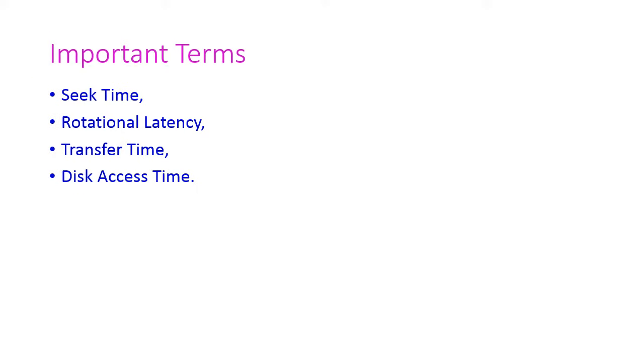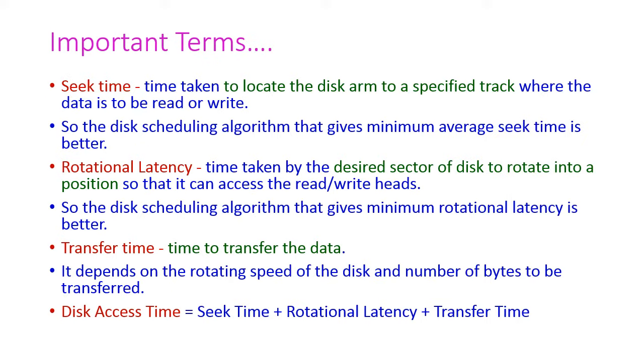For disk scheduling algorithms, we need to compute the seek time, rotational latency, transfer time and disk access time. Let us see these things one by one. The first one is seek time, that is the time taken to locate the disk arm at the specified track where the data is to be read or written. So we have to move the read write head to the place where the data is actually stored in the disk. That is called seek time. The disk scheduling algorithm that gives the minimum average seek time is better. The average seek time should be reduced.